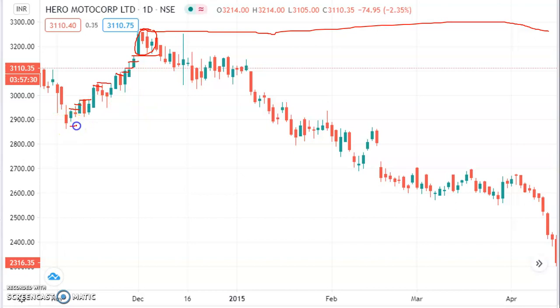Here the height of the higher highs should be close to 400. Okay, so the first target is 400, the second target is 800, and the third target is 1200. That's how we have to trade this strategy.